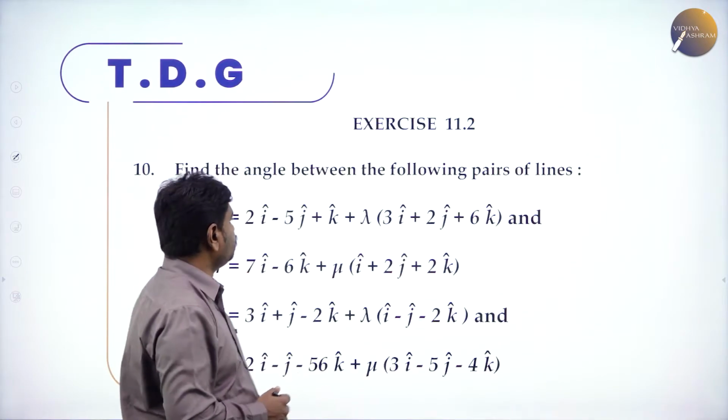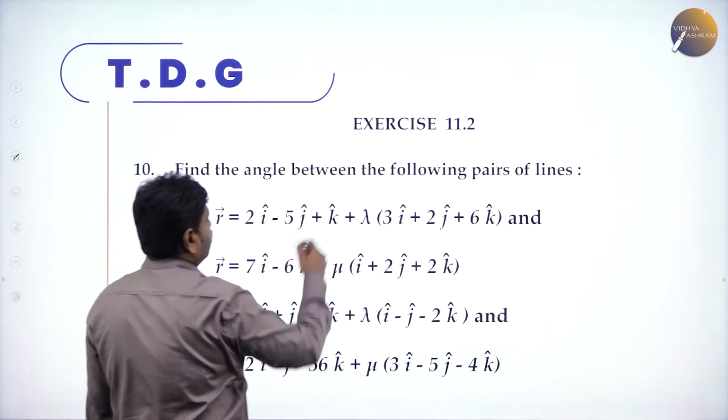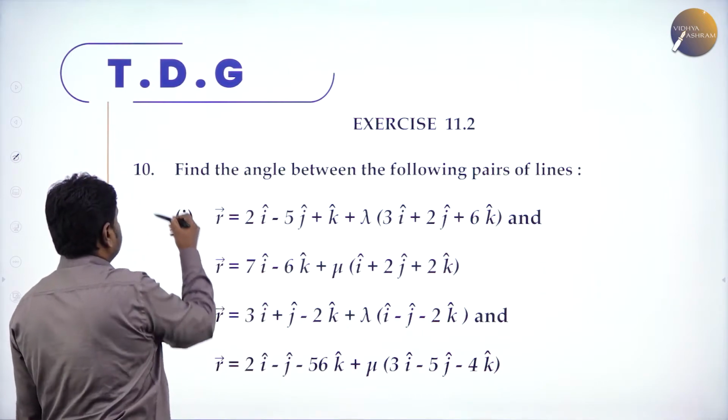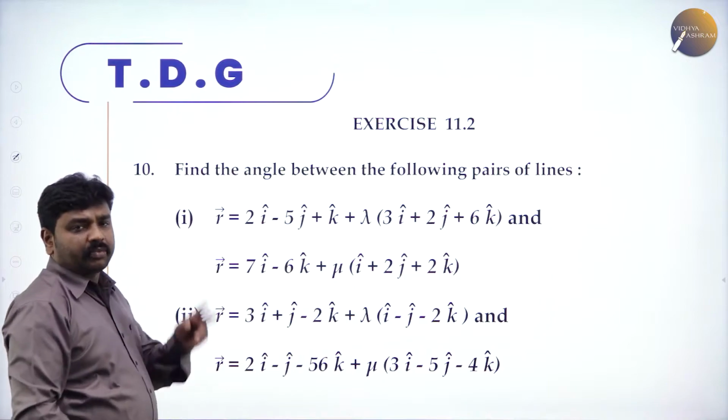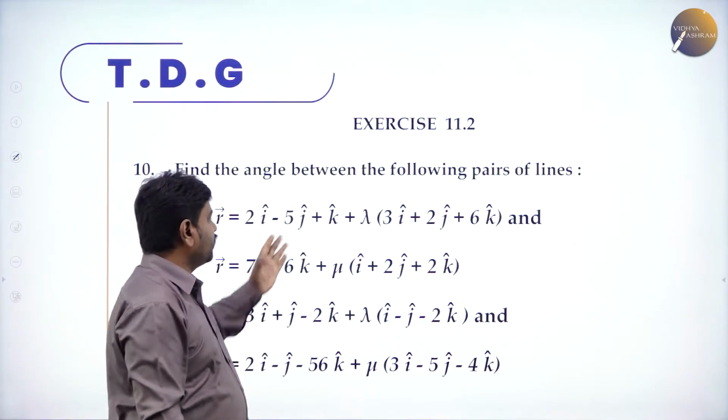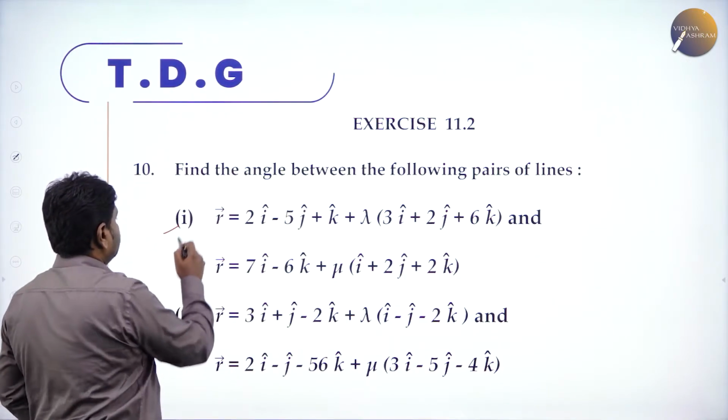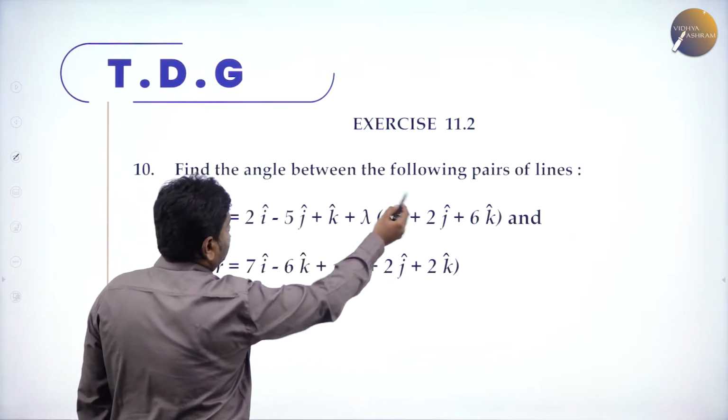Now find the angle between a pair of lines. So two questions are given in question 10, the first one and the second one. So two different problems for the angle between a pair of lines. One by one let us solve. I'll take the first one now. Find the angle between the pair of lines.